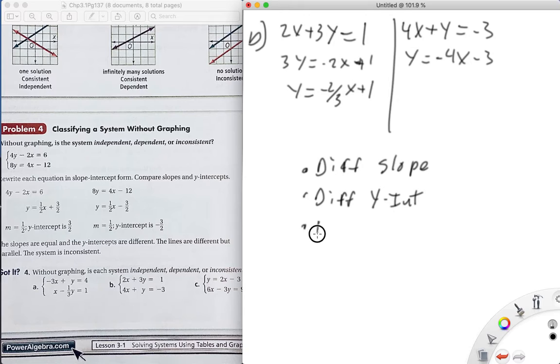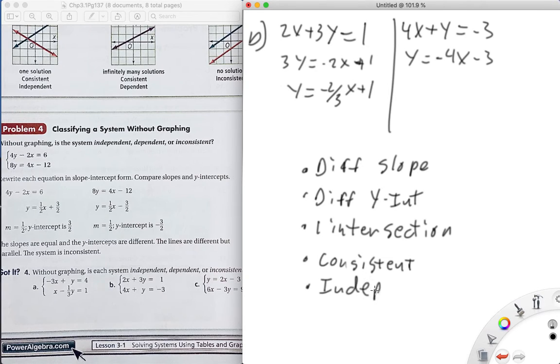This means that it's going to have one intersection point. Which means that it's independent and consistent. So it's consistent. It's independent. Consistent and independent. Different slope, so it has at least one intersection. It has one intersection, therefore it's going to be consistent and independent.